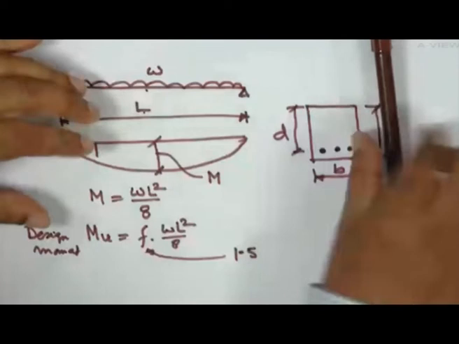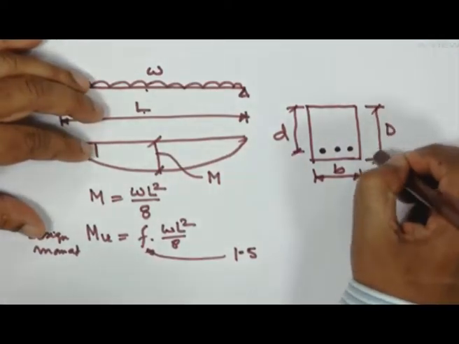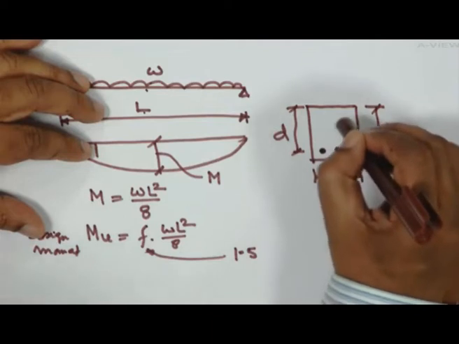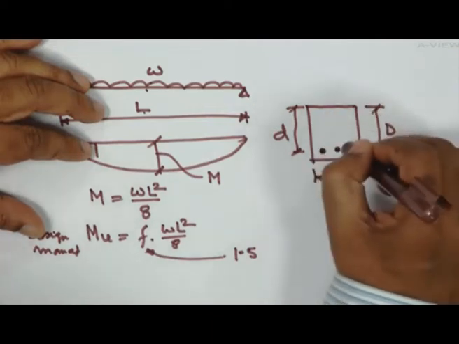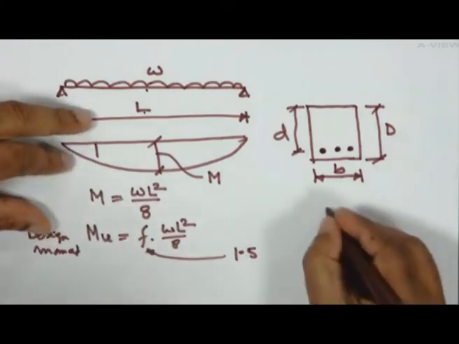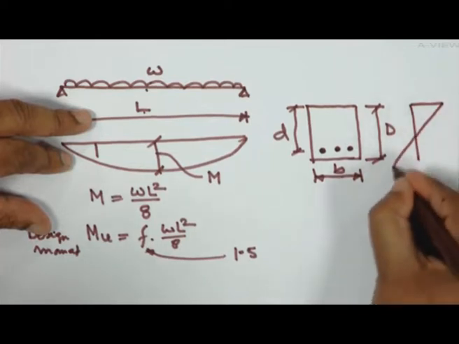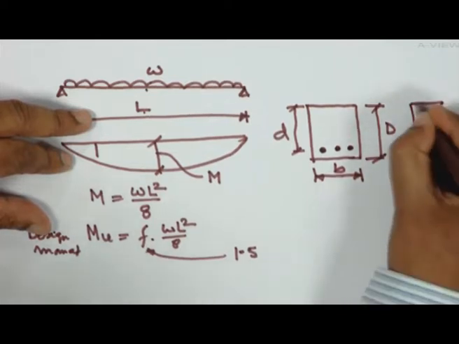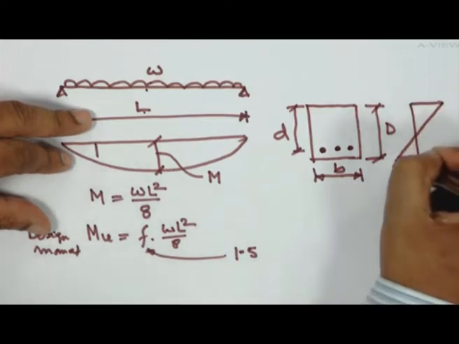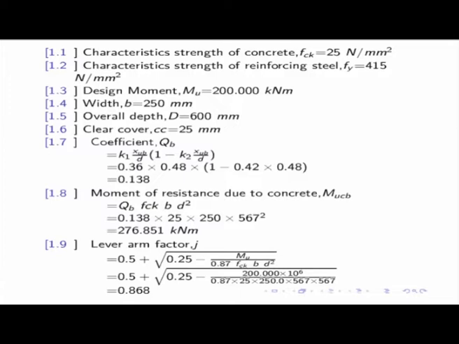That means I have to find out a depth of the beam in such a way that concrete will be able to resist that and steel also will be able to resist that, because in this section, considering the strain, you have this side in compression and this side in tension. So coming to this, you have design moment 200 kilonewton meter, width B 250 millimeter, overall depth say 600 millimeter, which I shall check later on. Clear cover is 25 millimeter.